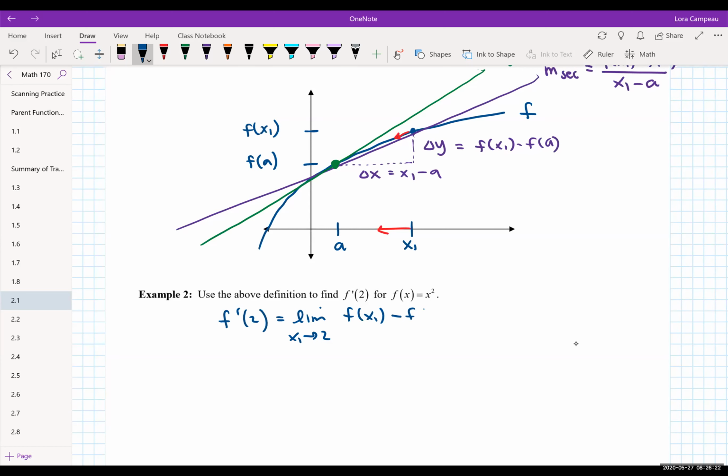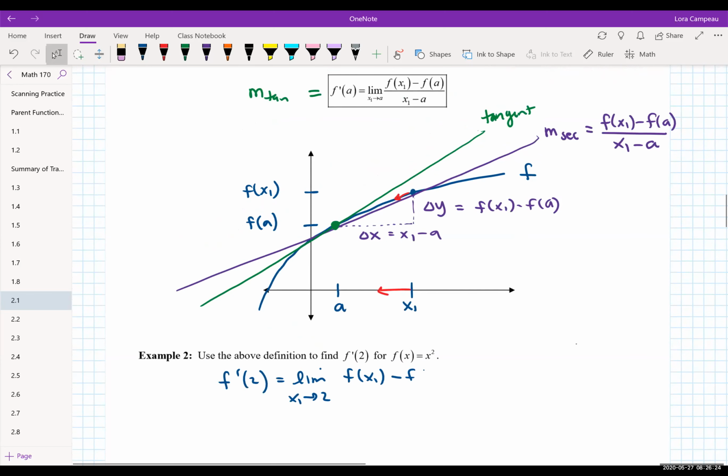So here I am using my formula. So instead of approaching a random value of x, we actually have the x value of 2. So we're using function notation to plug that into our expression. So I should have f of 2.